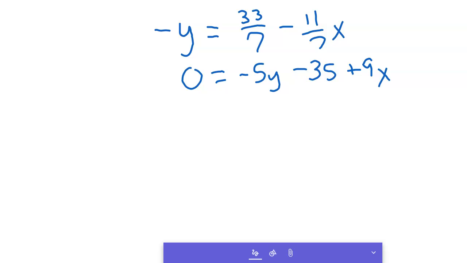I had a student give me a kind of a doozy of an equation to solve. So we have two linear equations: negative y equals 33 sevenths minus 11 sevenths x, and 0 equals negative 5y minus 35 plus 9x. I've got a couple examples I'm going to do, but here's the first one.